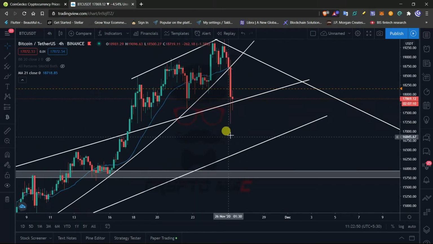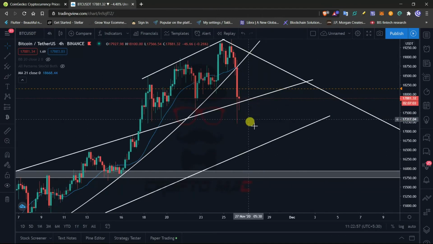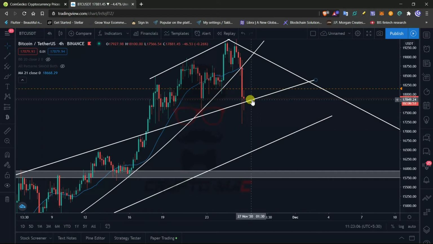So let's see how it goes, and if we close below this particular wedge, then we can expect it can easily come up to this level, that is $16,640. If we break this level, we can easily come up to $15,800. So we have quite significant supports, and this is one of the important supports. This lower trend line of the wedge can also act as a support, that is around $16,600.